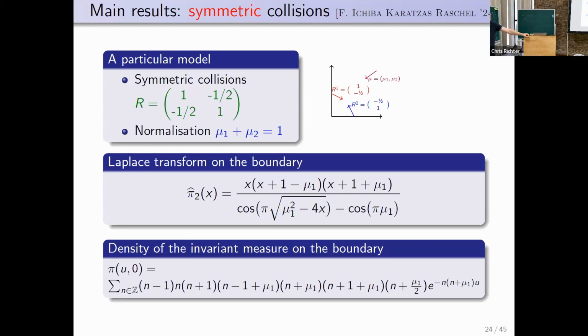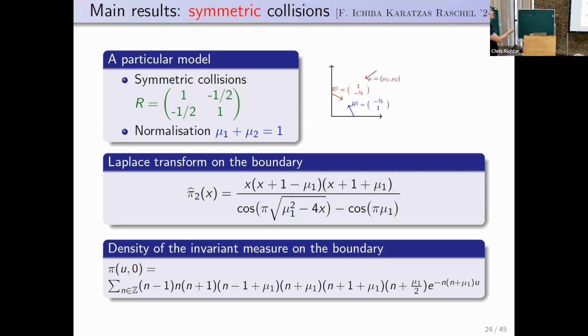And we are able to invert this Laplace transform and to obtain the density of the invariant measure. So this is on the boundary. So you see it's a complicated sum of exponential, infinite sum of exponential with a polynomial here of degree 6, 7 or 8. And here you have something quadratic. So this is our first result. It's not obvious at all.